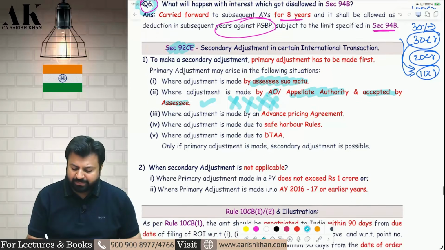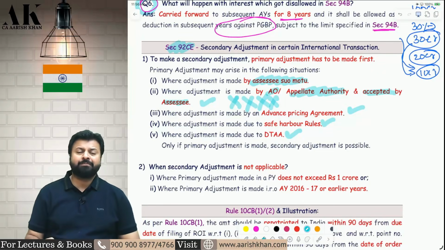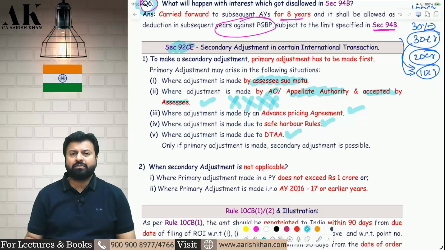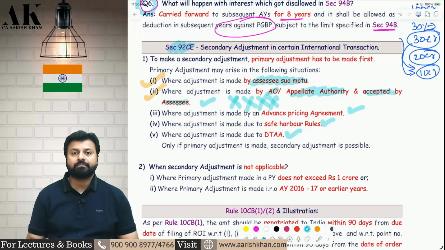Third, primary adjustment can also happen because of advance pricing agreement. Primary adjustment can also happen because of safe harbor rule. It can also happen because of DDAA. There are multiple reasons because of which primary adjustment can apply, but first and the second is more important academically.